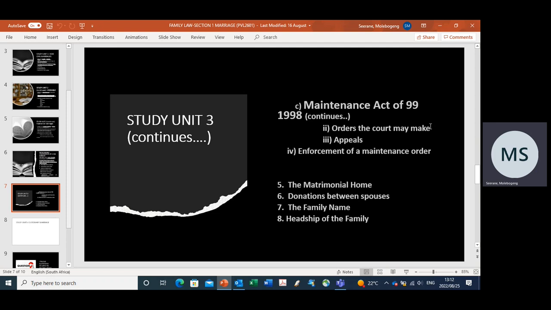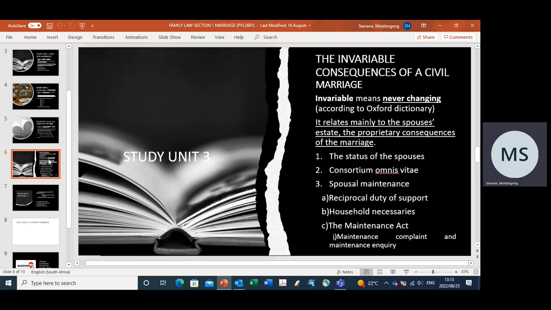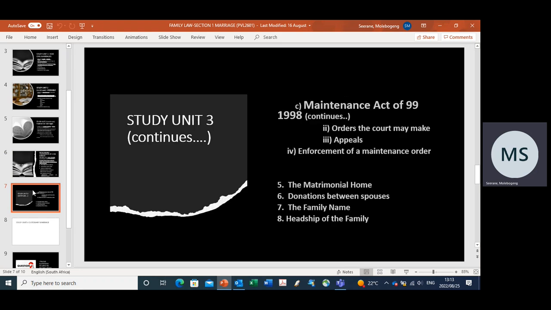So now we move on to our fifth invariable consequence of a civil marriage, which is the matrimonial home. A matrimonial home, which is shared between the spouses: both spouses have the right to occupy the household and use the household assets. Remember, in the past, under spousal maintenance, we mentioned the household necessities. In the matrimonial home, the household necessities need to come from both of the parties who share, and the purchases must be done from a joint estate.